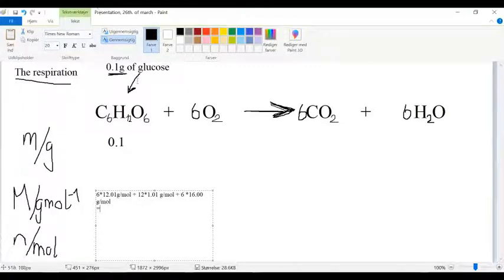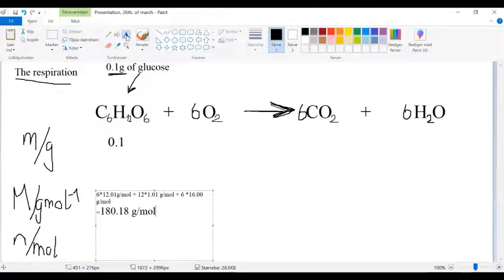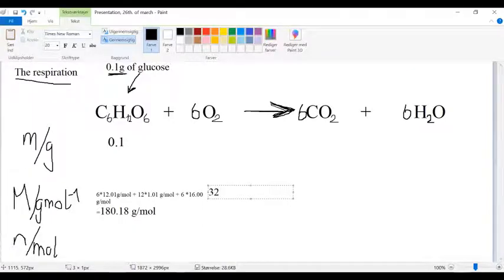So this gives 180.18, and that's also in grams per mole. And for dioxygen, it's 32 grams per mole.